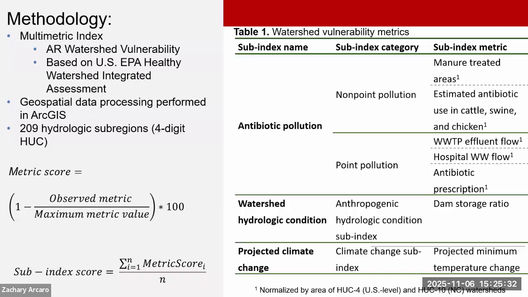We weighed all of our criteria equally, and basically it's just a relative index. So you're able to see one watershed compared to another, which one is more at risk. At risk here being which one has more of a potential threat of higher pollution, antibiotic pollution within that area, I should say.